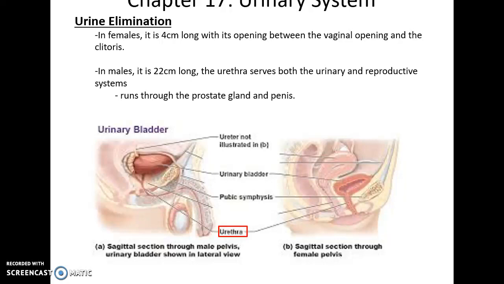Urine elimination: it turns out females' urethra is somewhat smaller, only 4 centimeters long. Males' urethra is much longer at 22 centimeters long. This is because it has to go through the prostate gland and the penis.